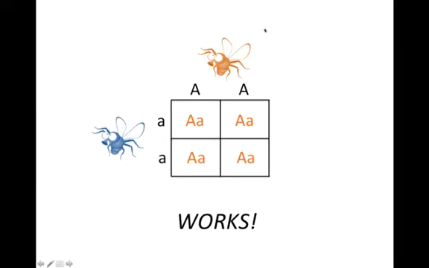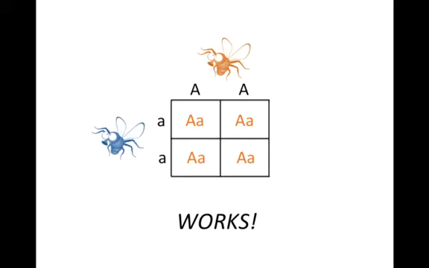This is showing the same thing as our cross, where when we cross an orange with a blue, we get all orange. Okay, so this is what we were looking for when we say, show us a Punnett square explaining the results.